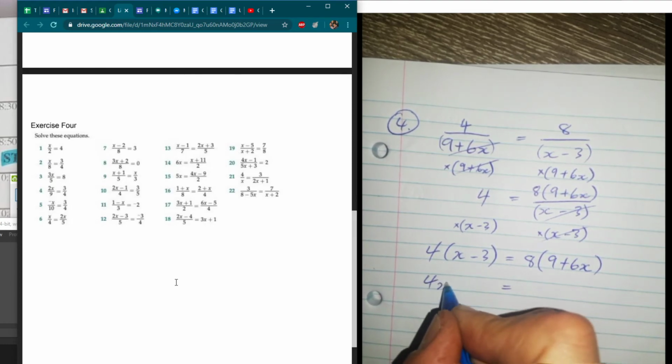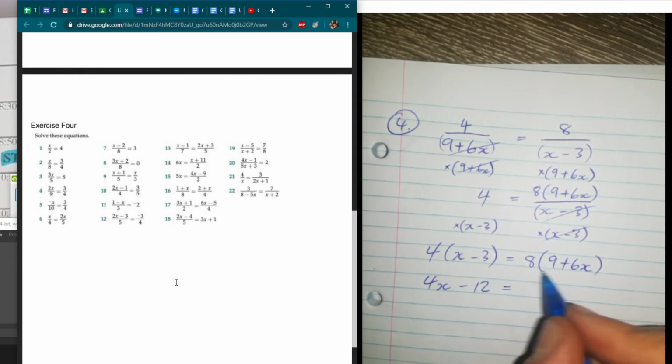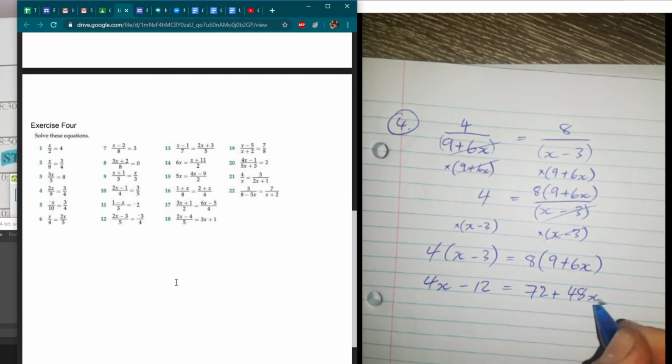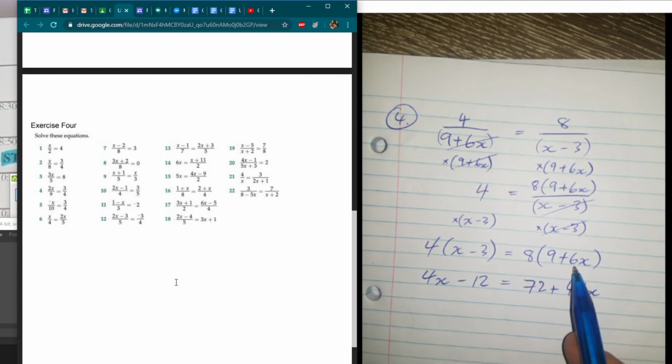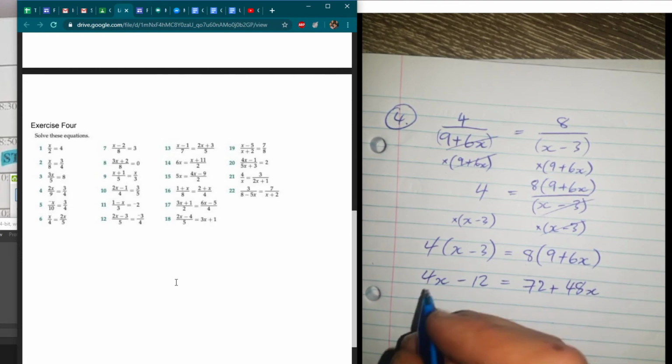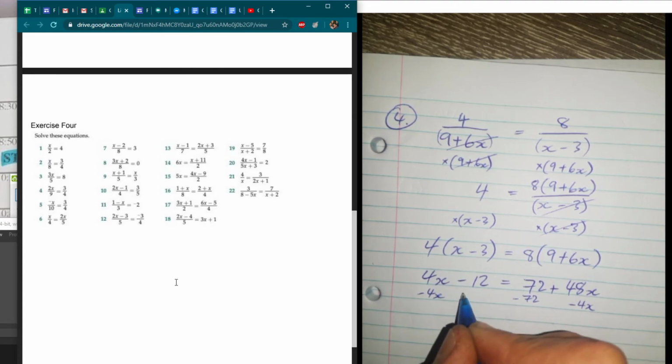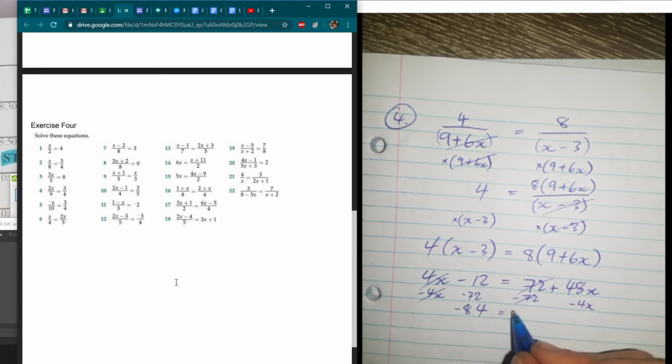So 4x minus 12 equals 8 times 9. Is that right? 72 plus 48x. 8 times 6 is secretly my least favorite multiplication in the world. Anyway, hopefully I got that right. So where's my highest positive x? It's on the right-hand side, so I'm going to keep my x's on that side. So I'm going to minus 4x here. Minus 4x there. I want to get rid of that number here, so I'm going to minus 72. I have to do the same over here, minus 72. So that's going to become, cancel, negative 12 minus 72 gets us negative 84. And then over here, cancel, 48 minus 4 is 44x.